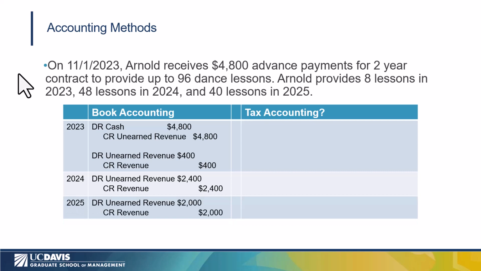I wanted the tax accounting to appear. When it doesn't appear, what happened? Let me see if I can fix that.